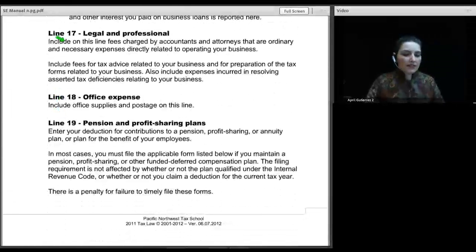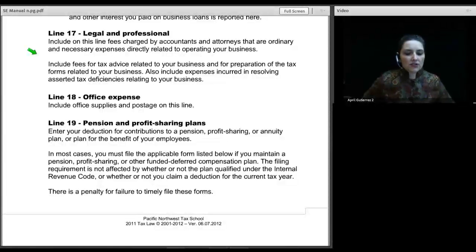Okay, next expense in line is legal and professional. IRS says to include on this line the fees that are charged by accountants and attorneys that are ordinary and necessary expenses directly related to operating your business. Include fees that you pay for tax advice related to your business and for preparation of tax forms related to your business. Also include expenses incurred in resolving asserted tax deficiencies related to your business. So if you're getting audited on your business, you can pay a tax preparer to represent you in the audit and claim that expense here.